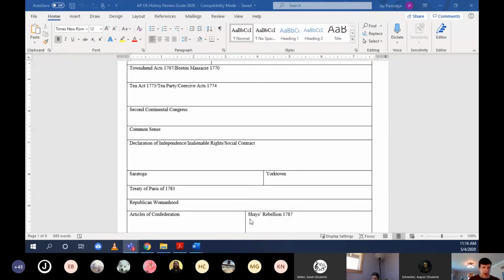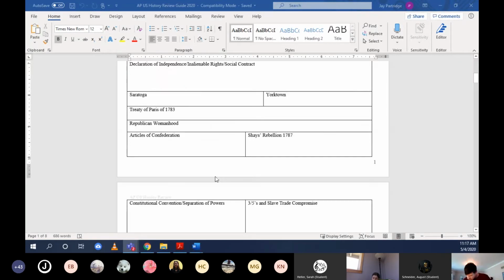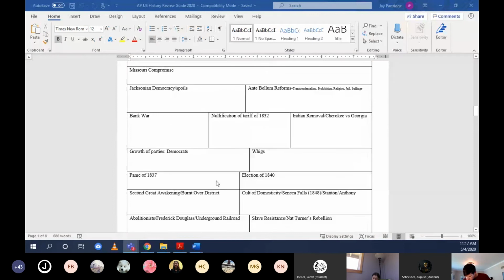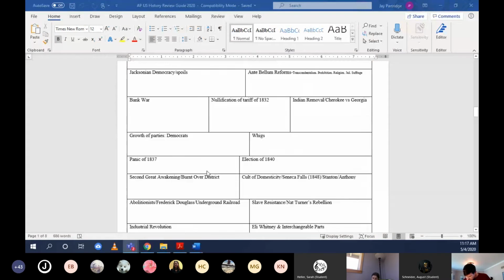Growth of parties, Democrats and Whigs. Is that the bottom? Is that the third page? Yeah, third page.